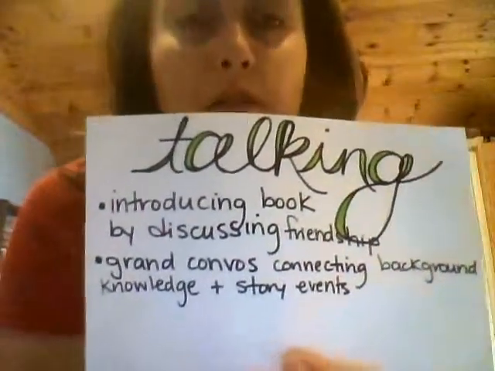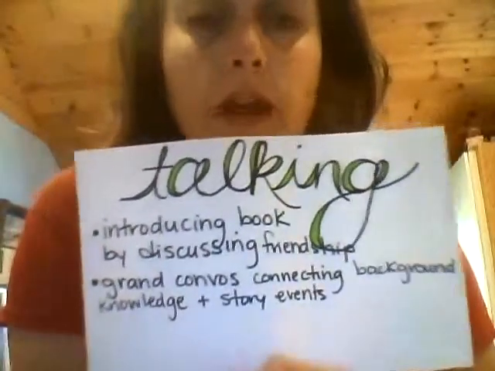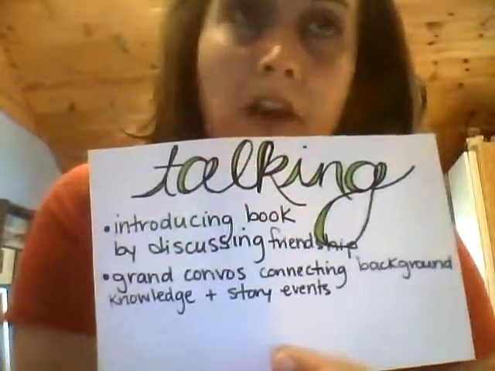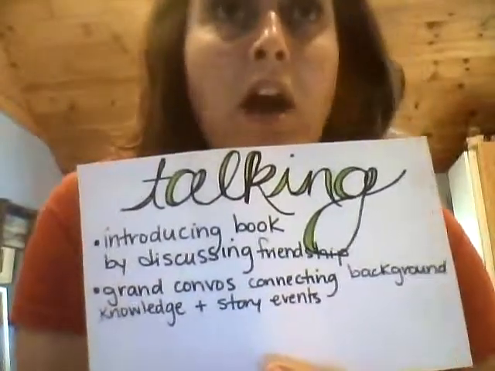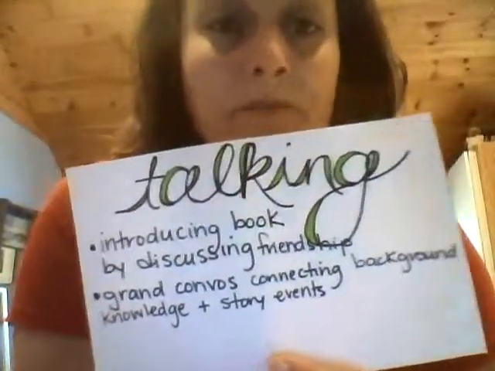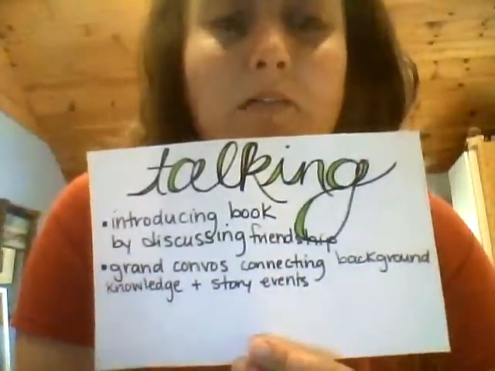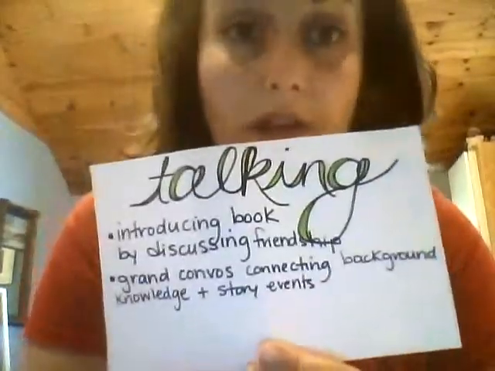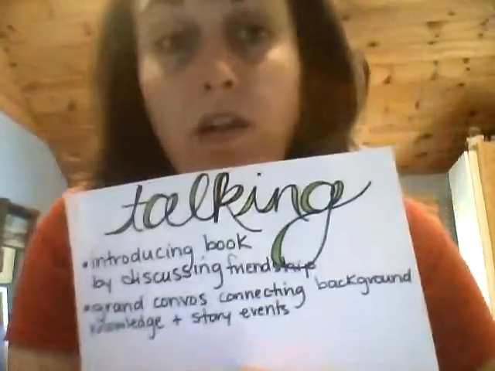So talking is seen a lot in this literature focus unit, because to introduce the book, Mrs. Oak actually talks to the students about friendship and ignites their background knowledge on the concept of friendship and what would you do for your friends, and what would you do in this situation or that situation. So she ignites that through the discussion there. And then she also has tons of grand conversations that connect the background knowledge of the students to the story events themselves. So she really opens up the floor for the students to ask questions, respond to one another, and reflect on the story.